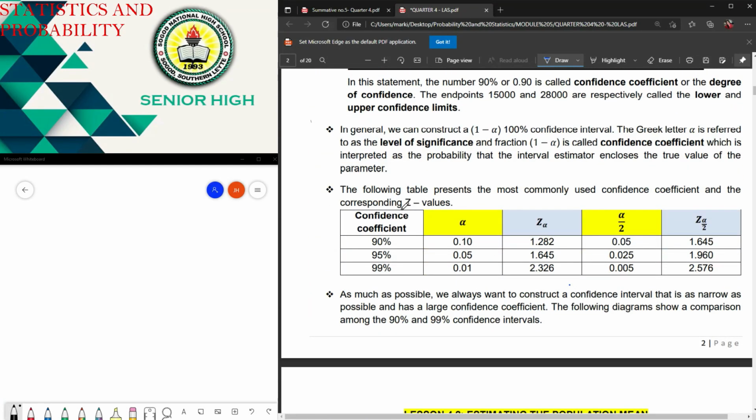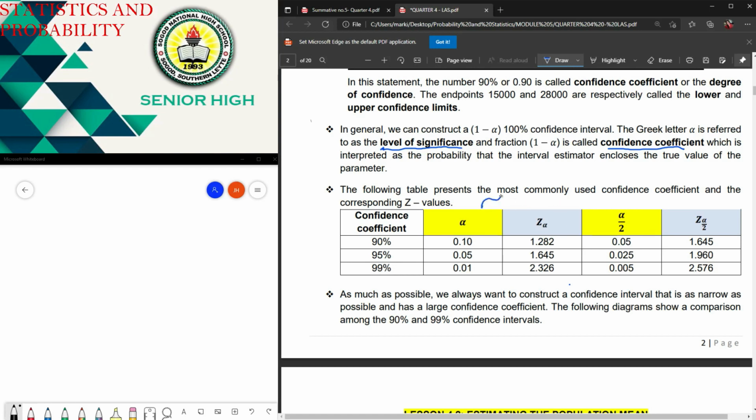The z values can be seen also in your z table. I know you already know what the z table is. Take note of these before we proceed to the main topic. Let's have first these key points. We have level of significance and confidence coefficient, mostly used 90%, 95%, 99%. This is the alpha. This is z sub alpha.